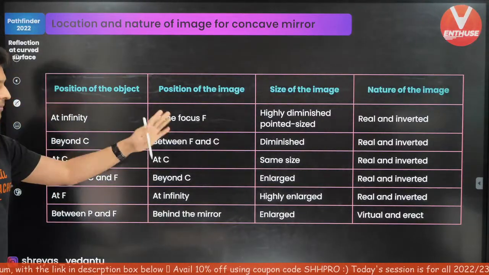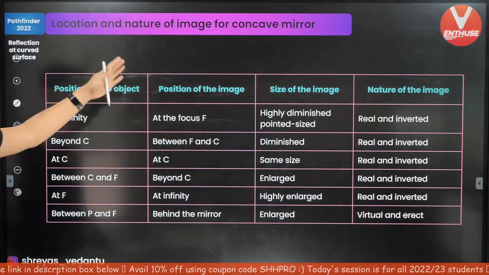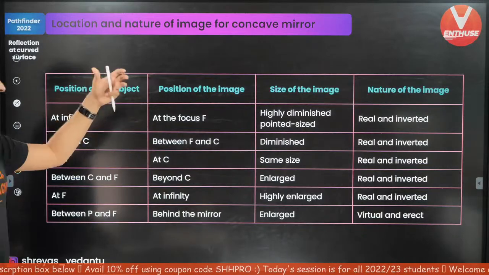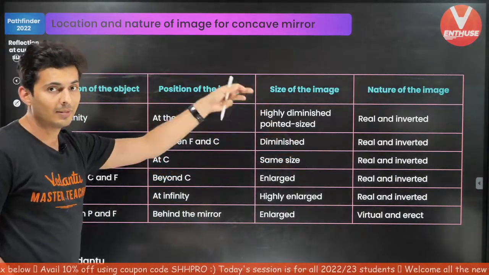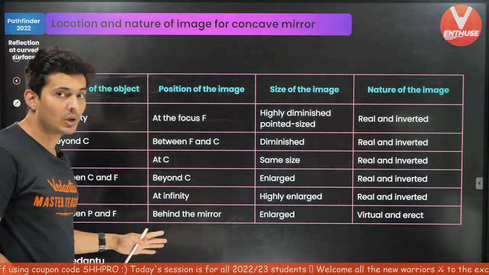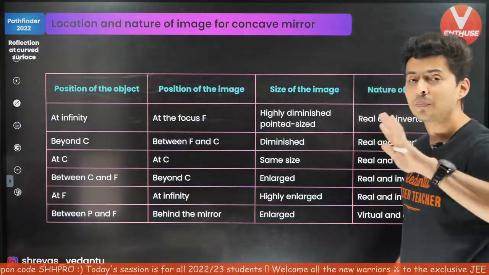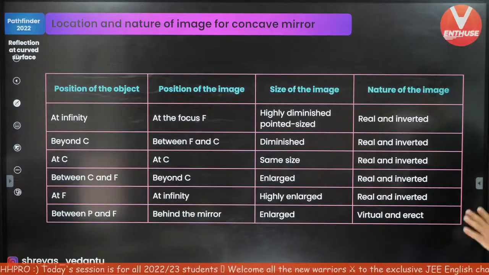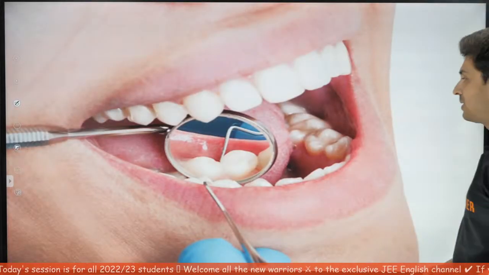I have also put it up in the tabular form for concave mirror. So where is the object, where is the image, and the nature of the image. All of this in the table. Try each and every case at home. This is your homework. Please try it out. It will not take you more than 15 minutes for both concave and convex mirror.